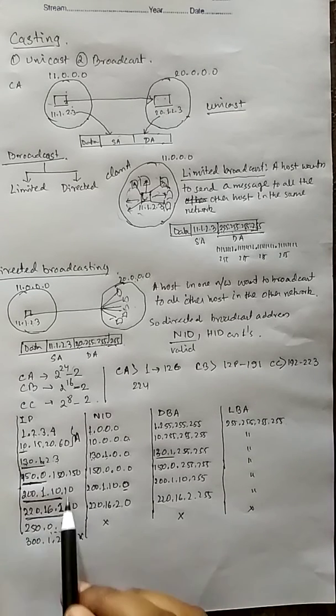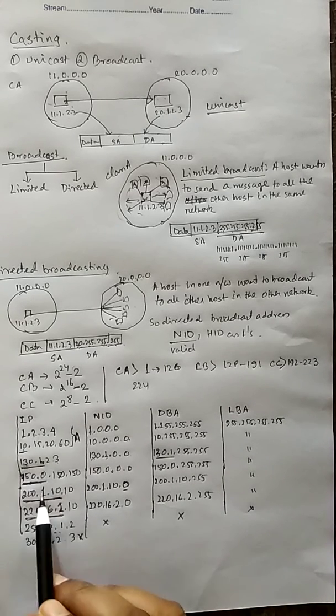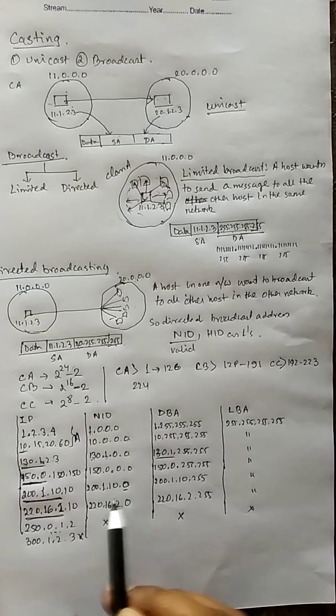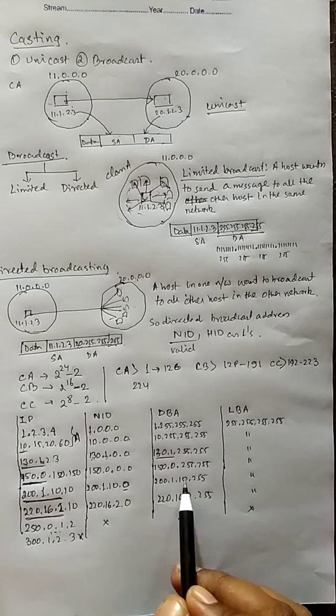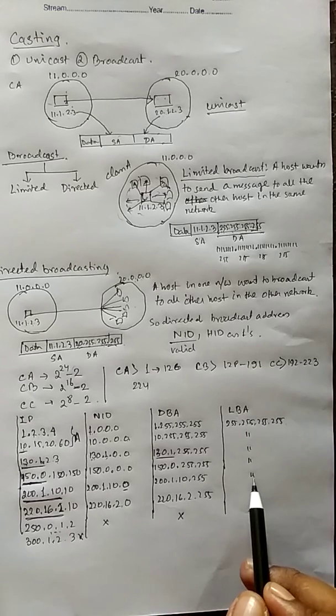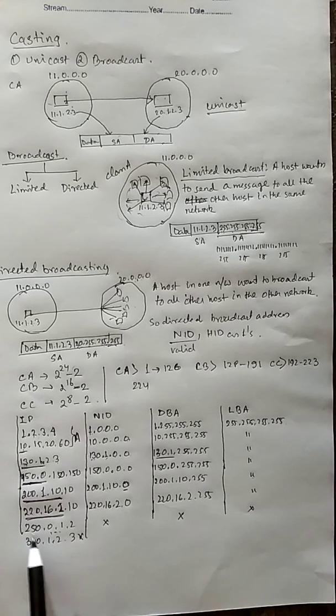Now this is a class C address. For class C, the first 3 octets are taken intact. This one is 0, this is intact, this is 255, and the limited broadcast address is the same. And suppose this one is class D, not class C, so there will be no network ID, no directed broadcast address, and no limited broadcast address, and this is an invalid IP address for host use. Okay, thank you.